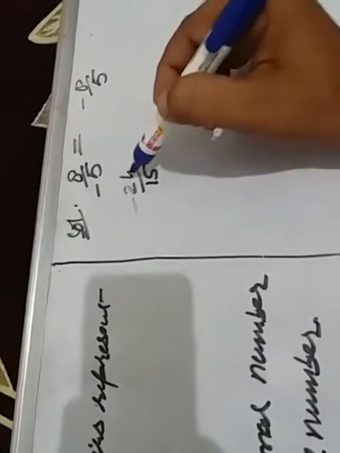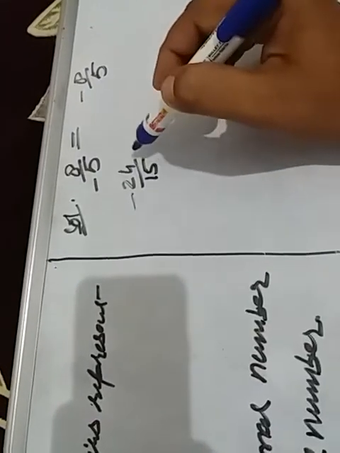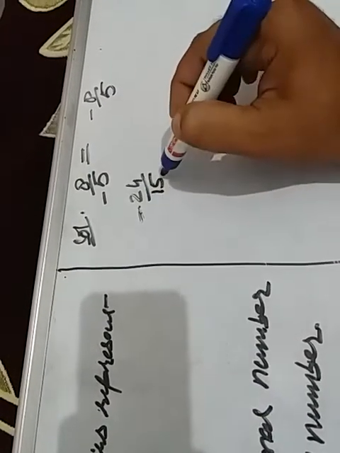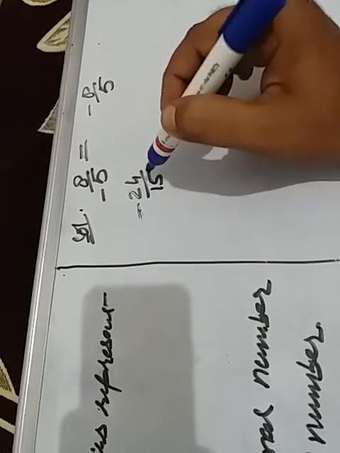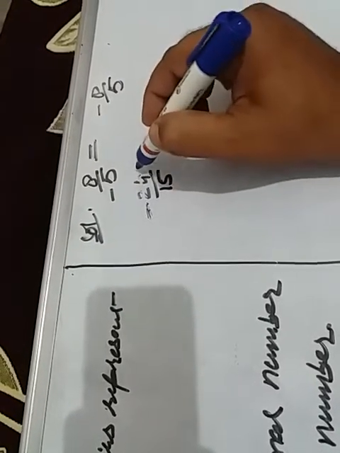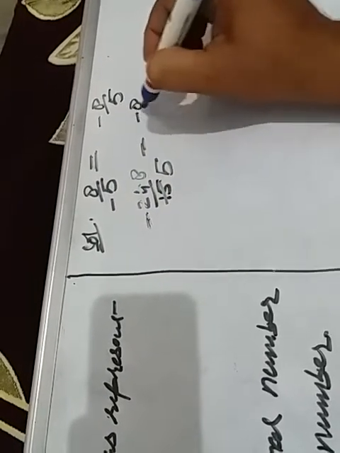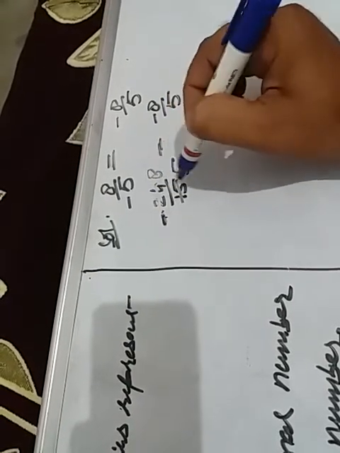Here also we have minus 24 upon 15. Is there a common factor between 24 and 15? It is there. So let us find out. 3 eights are 24, and 3 fives are 15, that is minus 8 upon 5. Here we see that minus 24 upon 15 has been reduced to the same rational number as the first one, minus 8 upon 5.